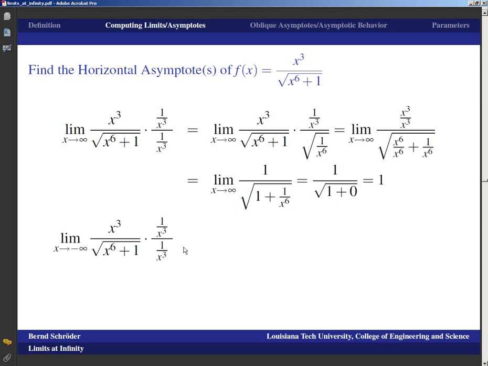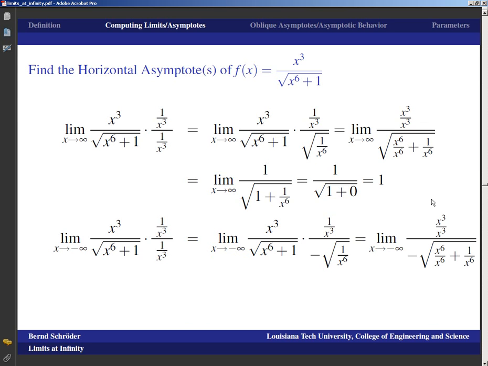Well, we still have to expand with 1 over x cubed. But as we go to minus infinity, remember 1 over x cubed is negative, and yet this square root that we've had up here, square roots by definition are always positive. So 1 over x cubed as x goes to minus infinity actually is equal to negative square root of 1 over x to the 6th. And that extra negative sign now drags through the computation. We still get the x cubed over x cubed. We still get the square root of x to the 6 over x to the 6 plus 1 over x to the 6, just like before.